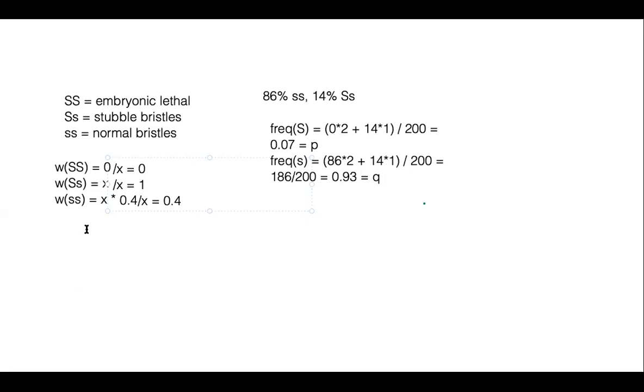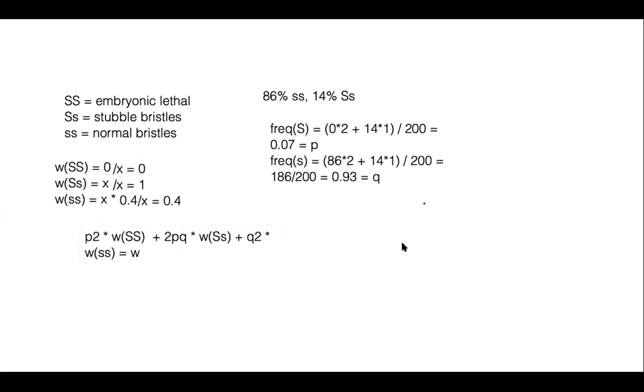Now we're going to write the big ugly equation. P squared times the fitness of the associated genotype, plus 2pq times the fitness of the associated genotype, plus q squared times the fitness of the associated genotype is equal to W bar.